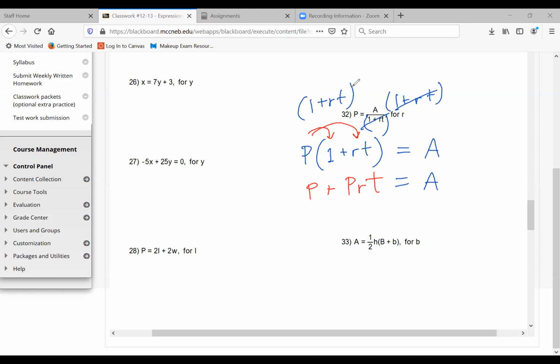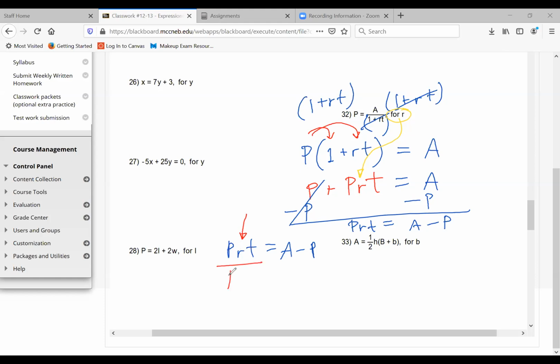Now is a good time to remember what we're solving for. We're solving for R. So notice where the R is. We're about 2 steps away now. Let's subtract P on both sides next. Get rid of that other term that the R is not part of. What we still have left is PRT equals A minus P. Just rewrite that over here. PRT equals A minus P. We're solving for R, so let's divide by everything that's being multiplied with the R. So PRT, we can actually divide both sides by PT.